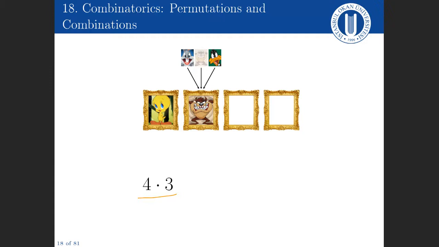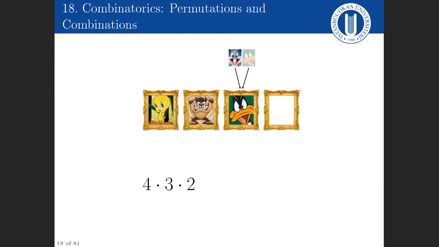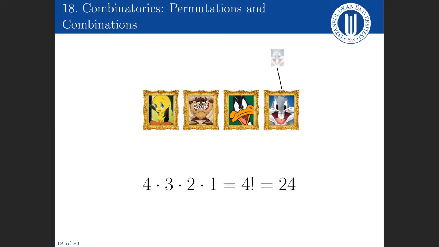And then we move on to picture number 3. There's 2 pictures left. We could choose either Bugs or Daffy. Multiplied by 2 because there's 2 possible choices. And then when we get to the last one, there's only 1 picture remaining. We only have 1 choice. 4 multiplied by 3 multiplied by 2 multiplied by 1 choice. 4 factorial, or 24 choices.